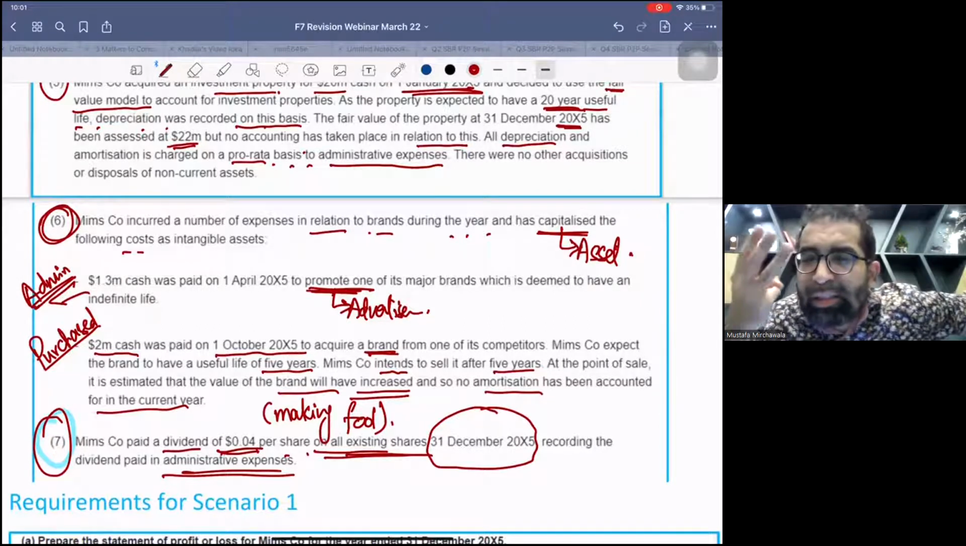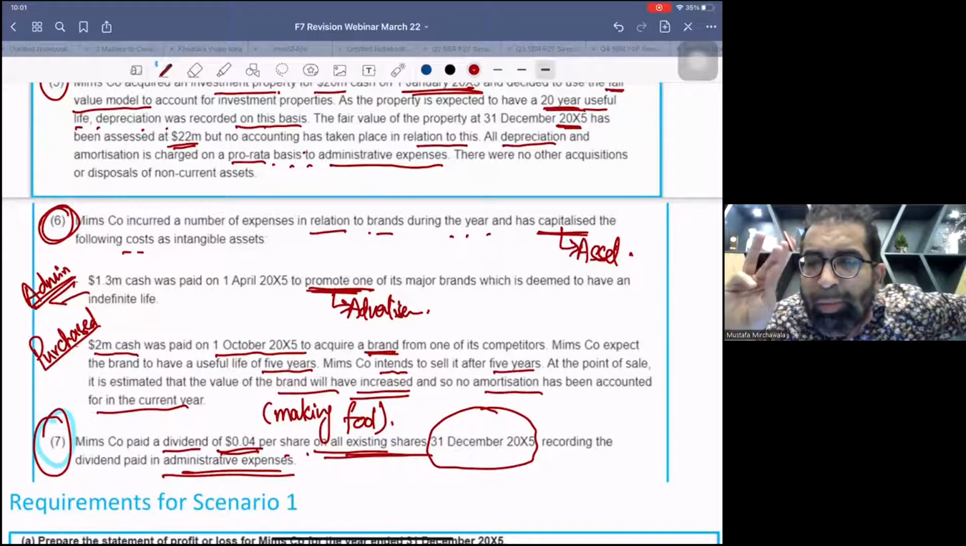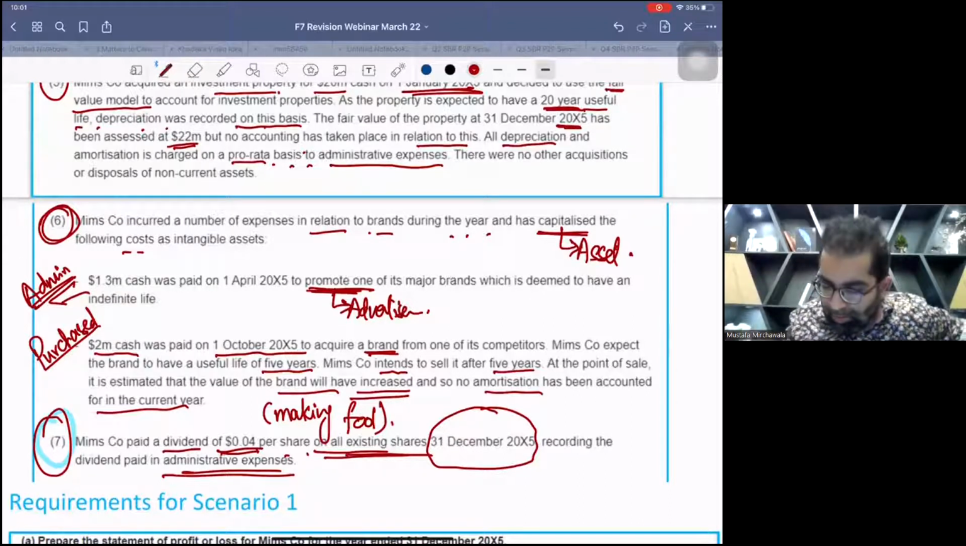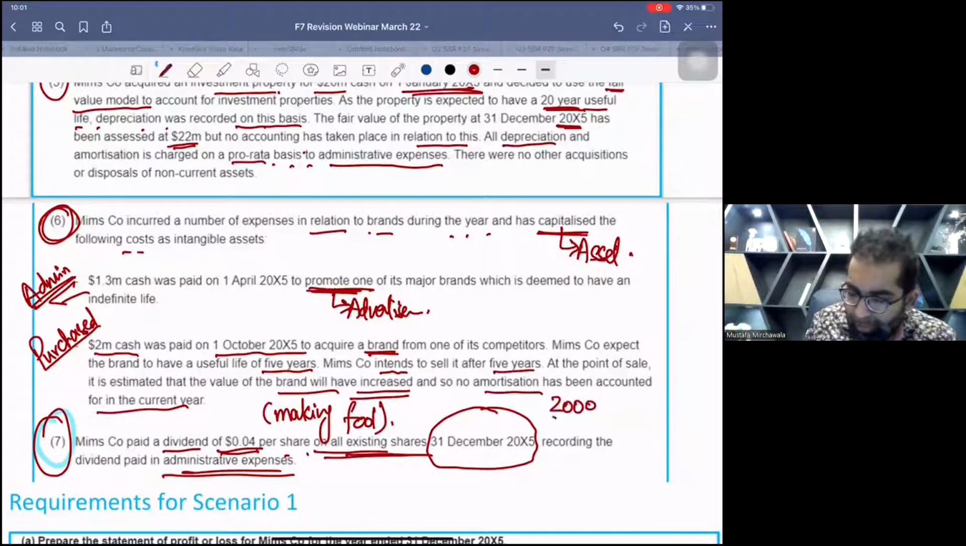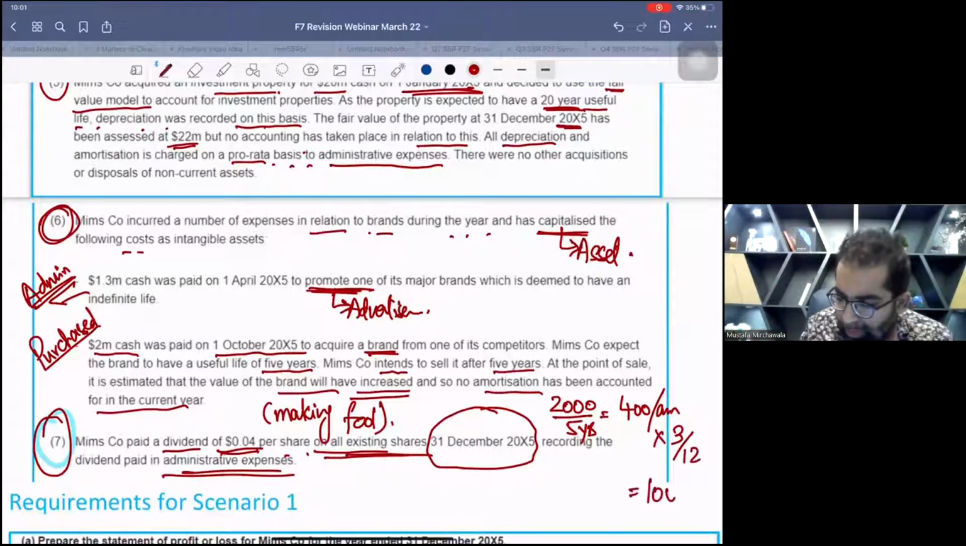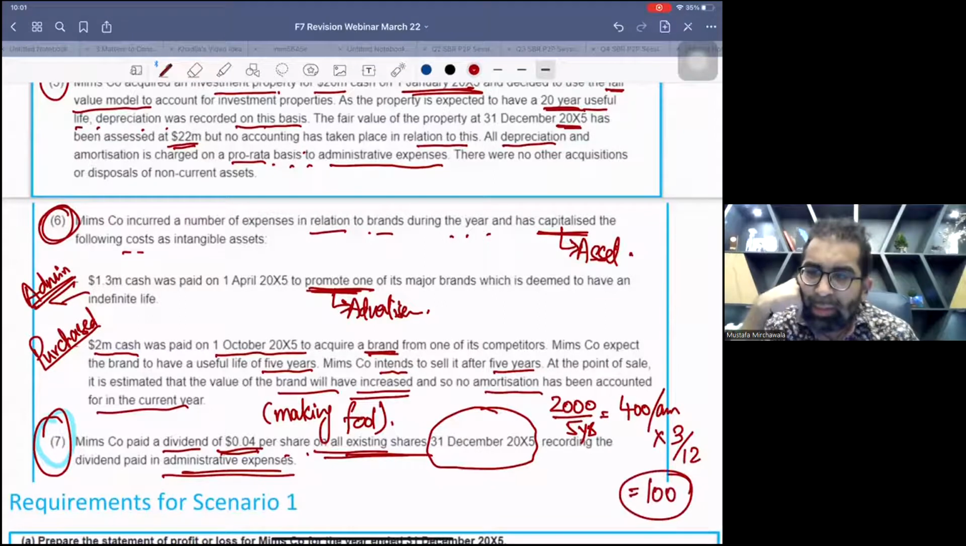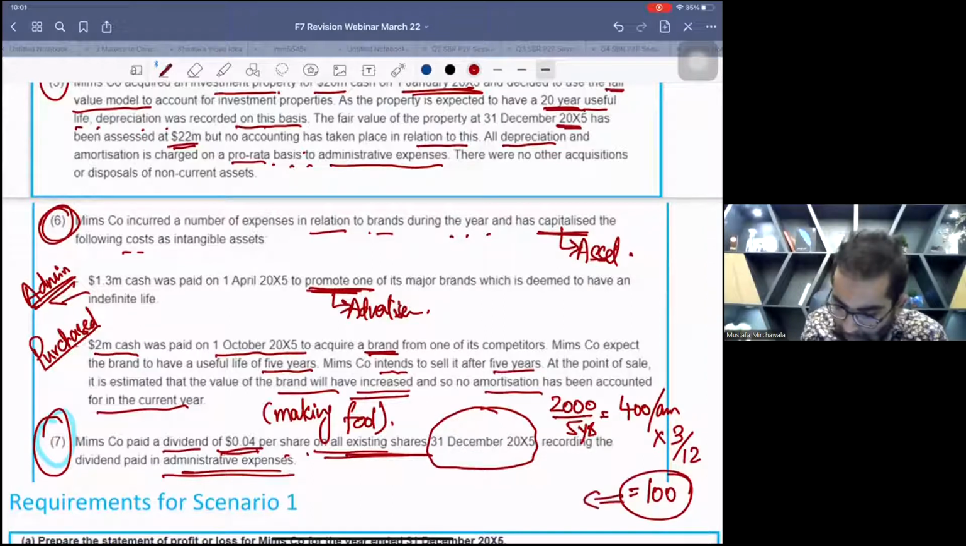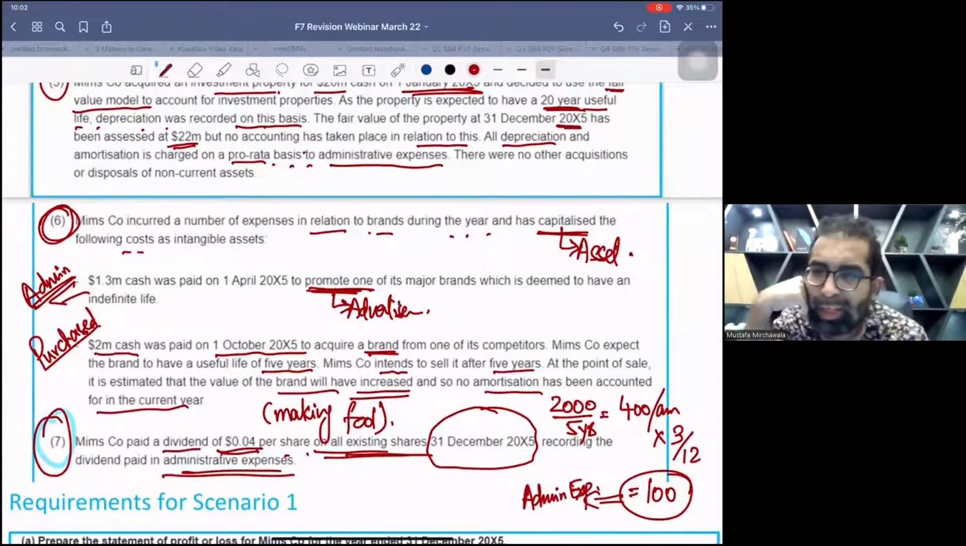Simply depreciate it for 3 months: October, November, December. How? 2 million means 2,000 divided by 5 years, it is 400 per annum. Multiply by 3/12. This is your depreciation, 100, and this depreciation will be part of admin expenses. So you need to increase admin expenses by 100.